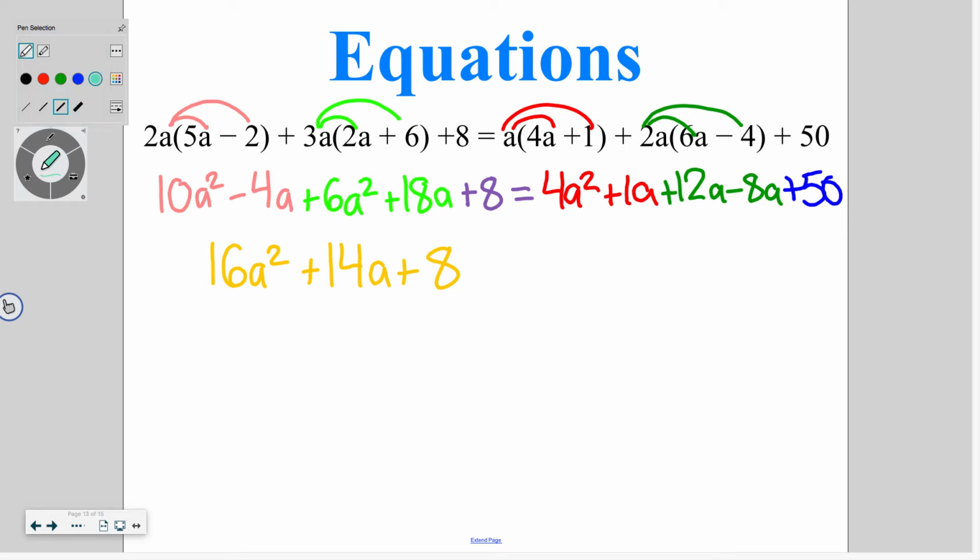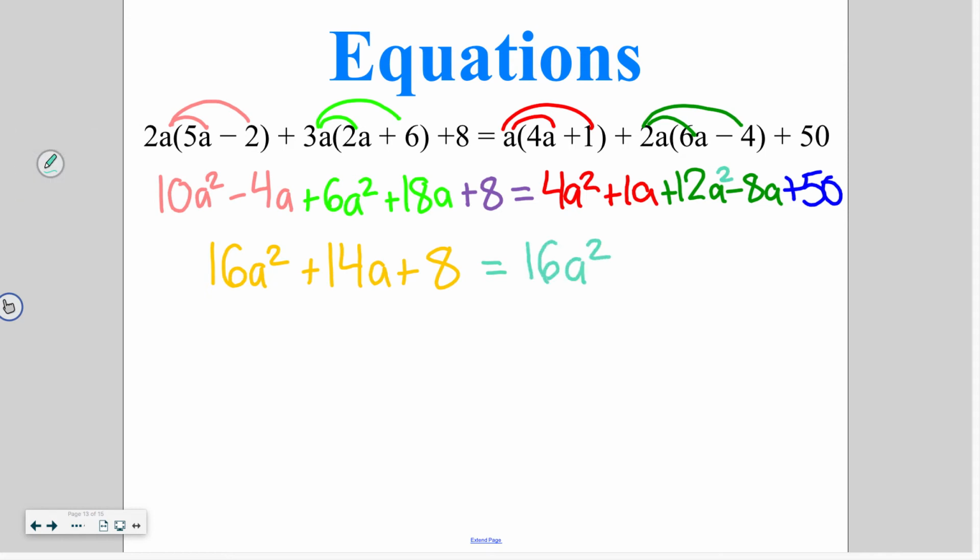Then we're going to do the same thing with the right side. So I've got 4a squared, and this should be a 12a squared. So I've got 16a squared. And then I've got 1a minus 8a, which is going to give me negative 7a. And then we've got our plus 50. So now we've simplified both of the sides of the equation down to something that looks more manageable.